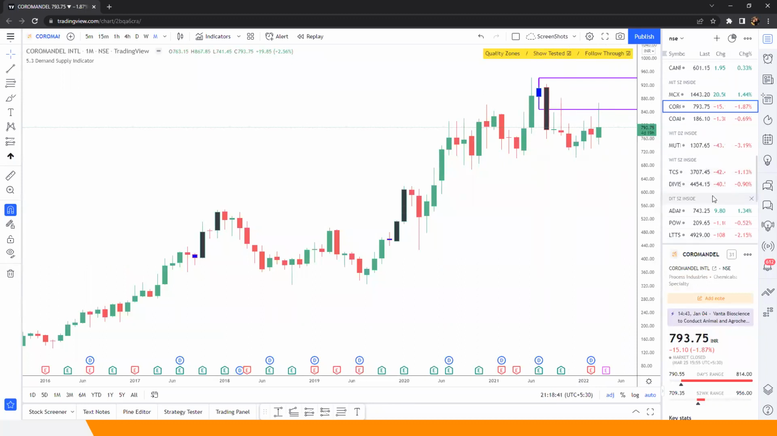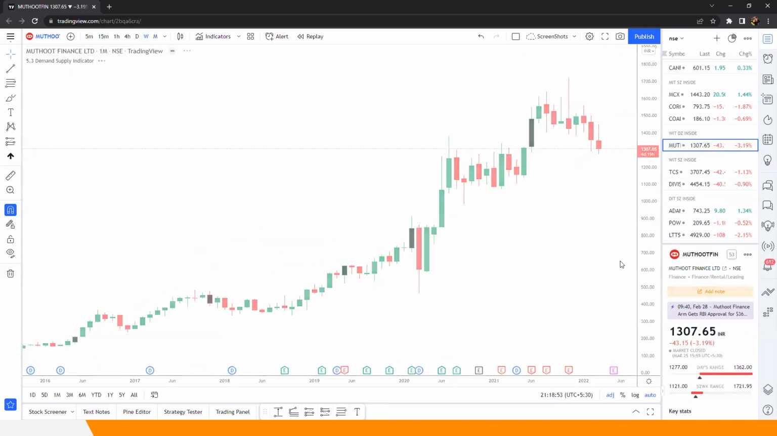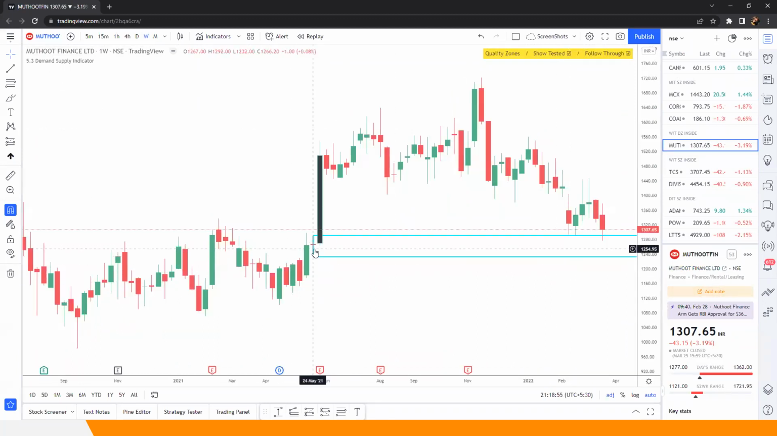Similarly, if I want to find scripts where I have been into weekly demand areas, can you see weekly WIT demand zone, and we have been inside of it. So out of 200 stocks, only one stock, which is Muthoot Finance. So if I go to Muthoot Finance, you will see that we have a demand area. We did test it probably a few weeks ago, and this week we are again testing it.